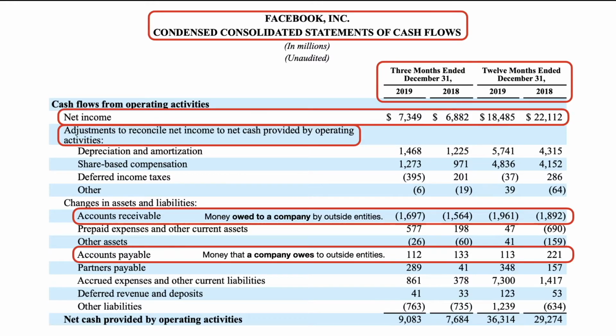That's because, like depreciation, net income already factored them in as values that they should be. But since the money from accounts receivable hasn't come in yet, and money from accounts payable hasn't been paid out yet, the cash flow statement basically cancels them out.